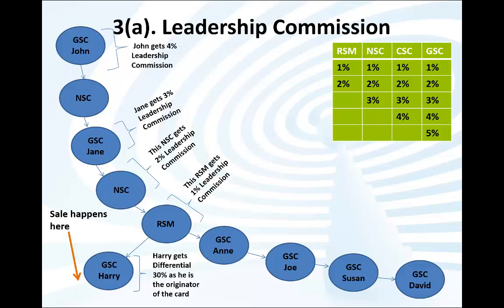Let's assume that there is nobody of a rank that qualifies for Leadership Commission above GSE John. Therefore, the robot has 5% left over from the original 15% constantly allocated to Leadership Commission for every commissionable sale. Any unallocated Leadership Commission is directed to the World Bonus Pool, which we will discuss on the next slides.